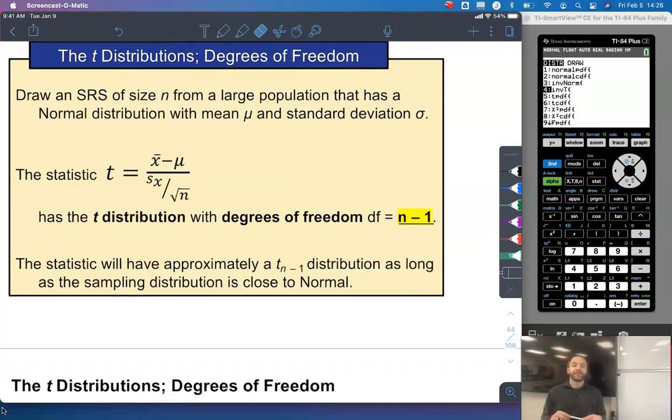So the statistic will have approximately a t distribution with n minus 1 degrees of freedom as long as the sampling distribution is close to normal. We have previously looked at in chapter 7 what tells us whether a sampling distribution is approximately normal when we deal with means. Maybe it's random. Maybe we have the central limit theorem to help us out. Maybe we look at the 10% condition, if we're sampling without replacement. Doesn't that tell us whether our sampling distribution is approximately normal? The stuff from chapter 7.